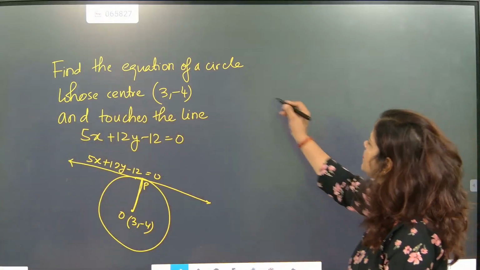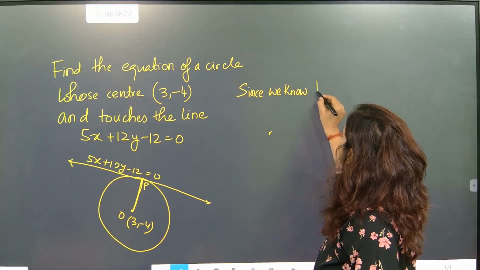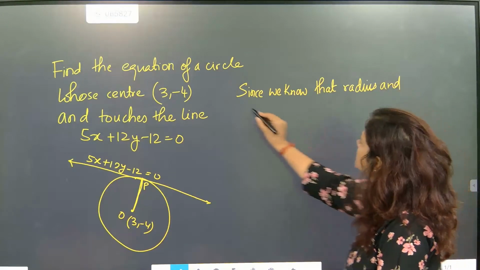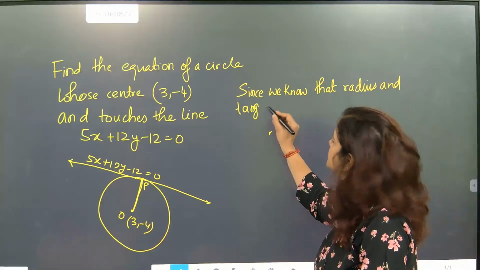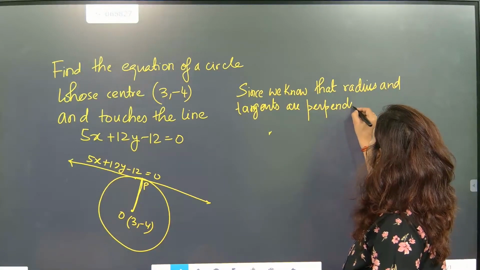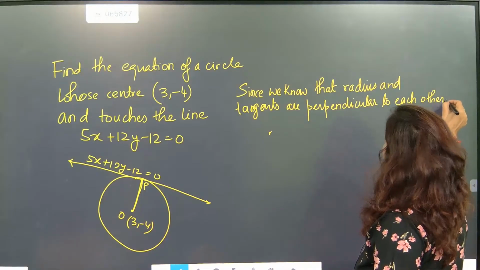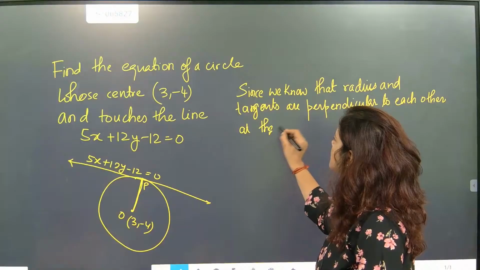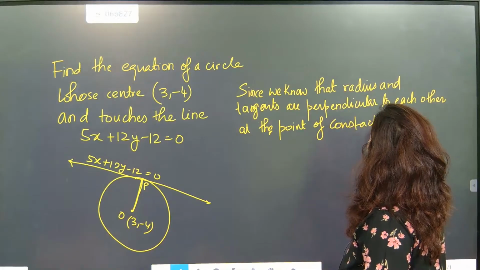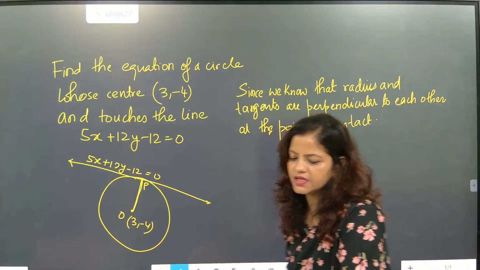We will say, since we know that radius and tangents are perpendicular to each other at the point of contact, note down, so definitely radius and tangents are perpendicular to each other at the point of contact.